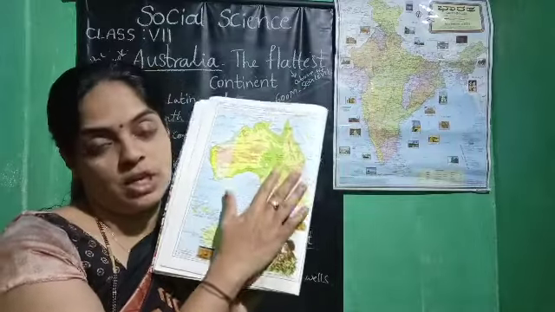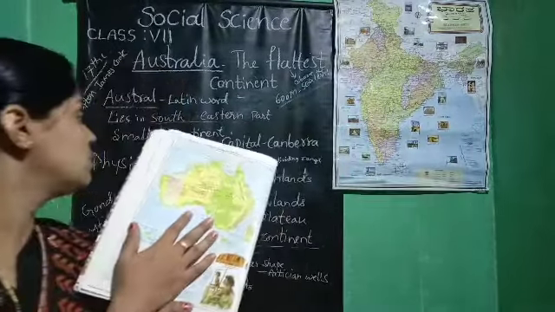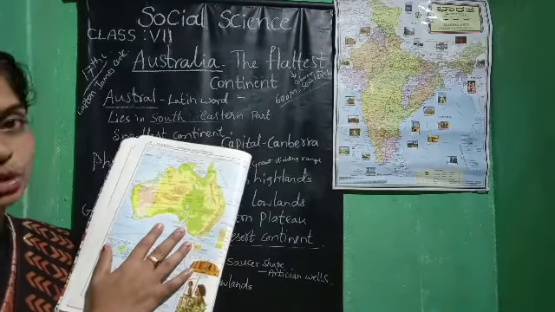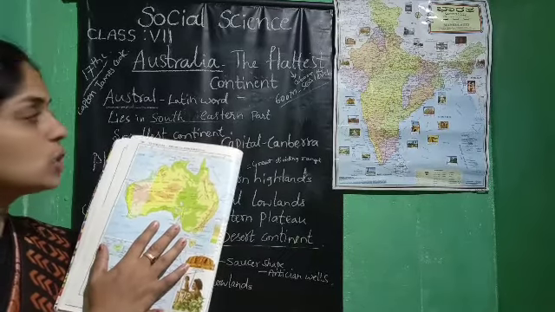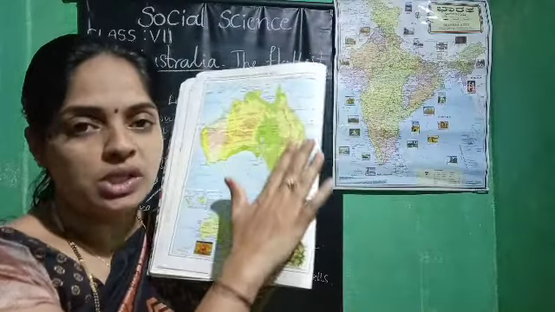Next class we will learn about the climatic conditions, the wildlife and the agricultural industries of Australia. So please go through the lesson. Which are the three major physical divisions? Eastern Highlands, Central Lowland, Western Plateau. Which is the highest peak? Mount Kosciuszko, which lies in the south and southeastern part.